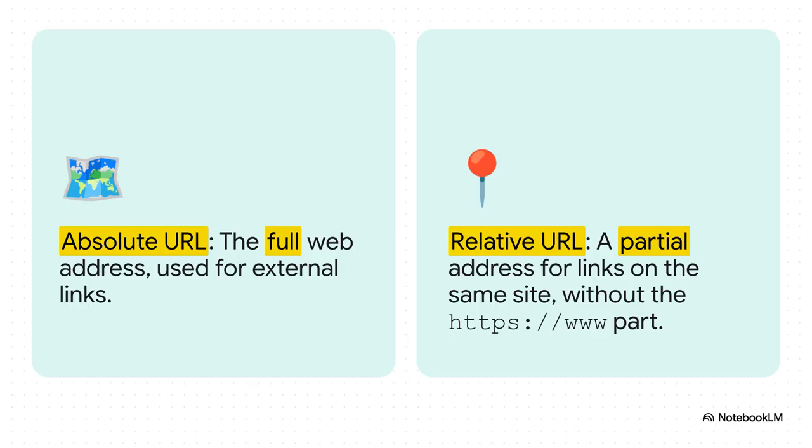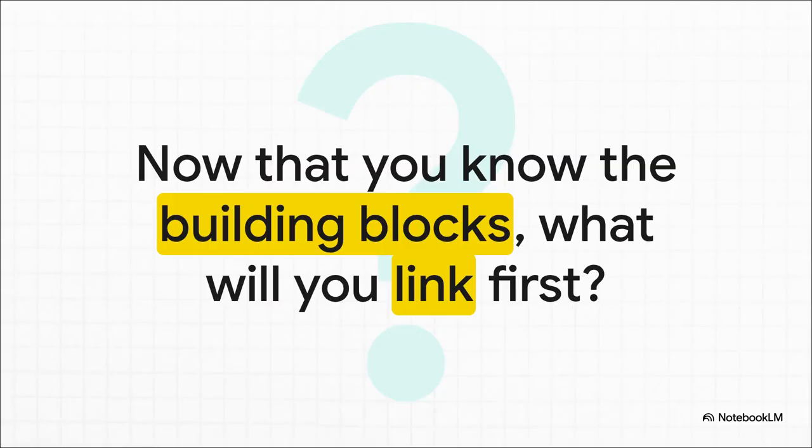And this brings us to how we write the address itself. For an external link, you need what's called an absolute URL. That's the full address starting with HTTPS. But for an internal link, you can use a relative URL. The analogy here is perfect. Instead of giving a full street address, you can just say, it's the next door down the hall. It's a simple shorthand that only works because you're already inside the same building, or in this case, the same website.